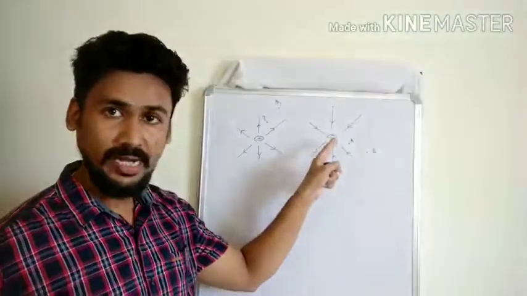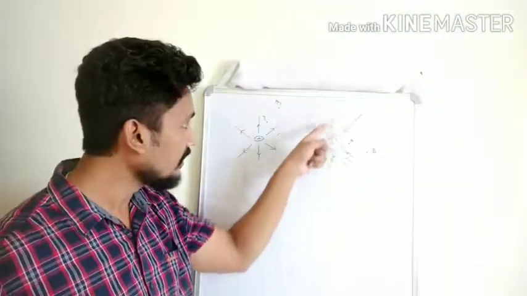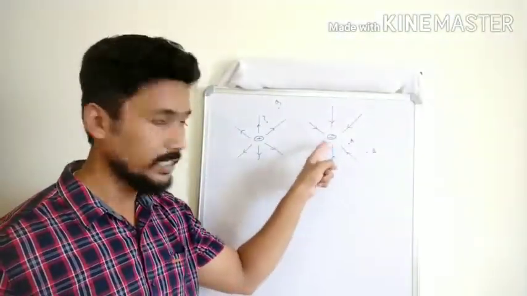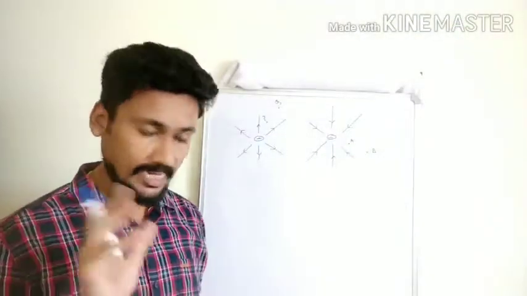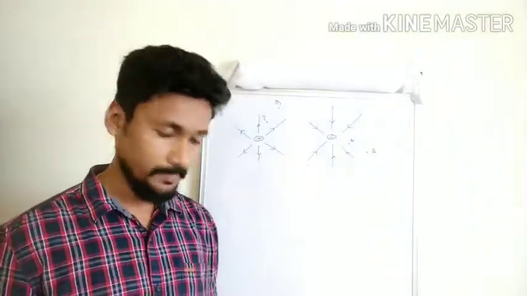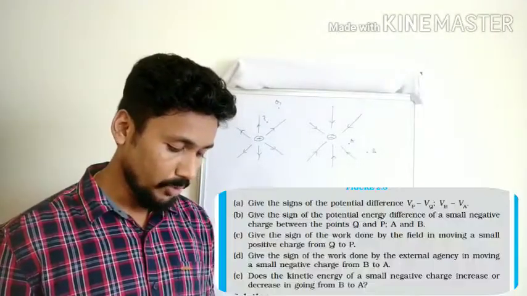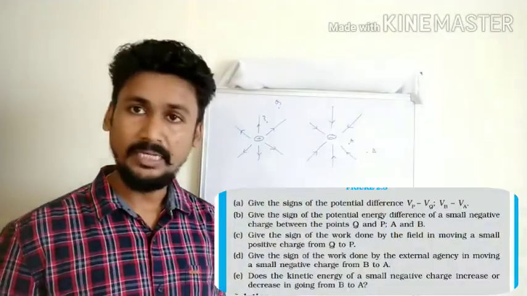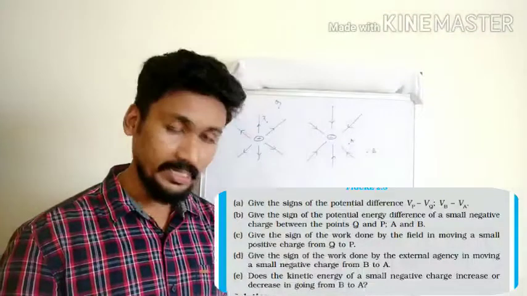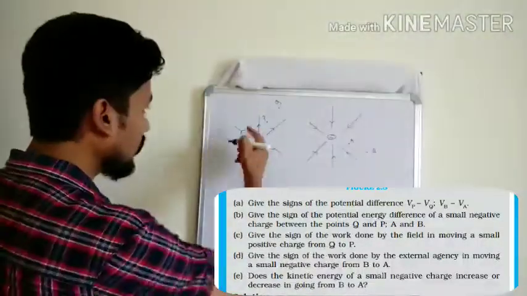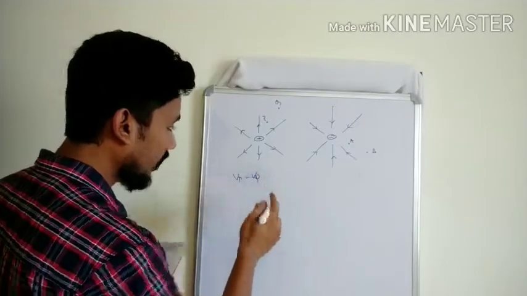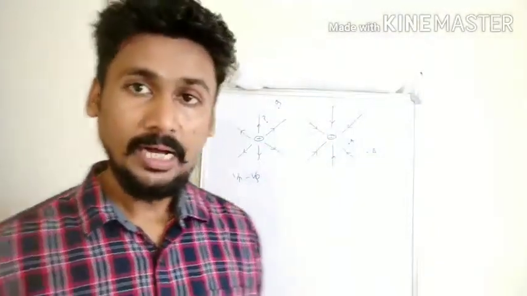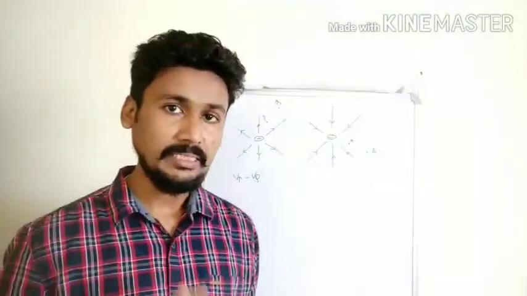Second diagram is for a negative charge. These are the electric field lines. And here you have 2 points A and B. Now let us see the first question. Give the signs of the potential differences Vp minus Vq and then Vb minus Va. Let us do it for this first. Vp minus Vq.